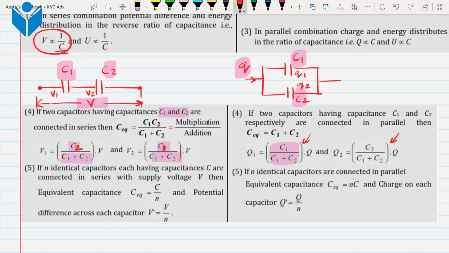If you have n equal capacitors connected in series, equivalent capacitance will be C by n, and the voltage drop across each capacitor will be V by n. Similarly, if you have n capacitors connected in parallel, equivalent capacitance will be n times C, and the charge on each capacitor will be Q by n. Do we understand this, everyone? I'll give you a minute to note this down.